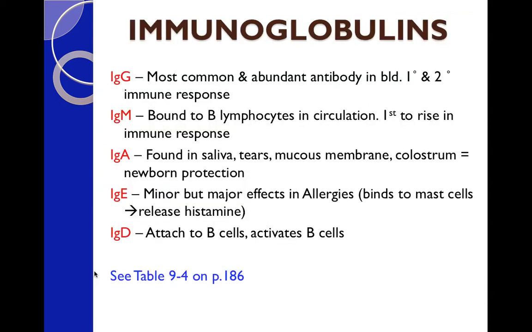The different immunoglobulins, the 5 immunoglobulins, if I'm going to point out 3 of the 5 that are better to know than the others: IgG being the most common and being found in both the primary and secondary immune responses. IgM being the first to rise in an immune response, and IgA being the one that oftentimes is in that first line of defense because it's found in the saliva and the tears and any of the mucous membranes.